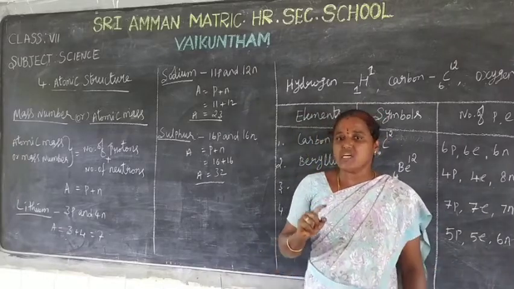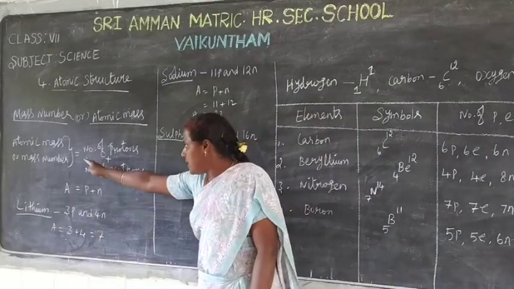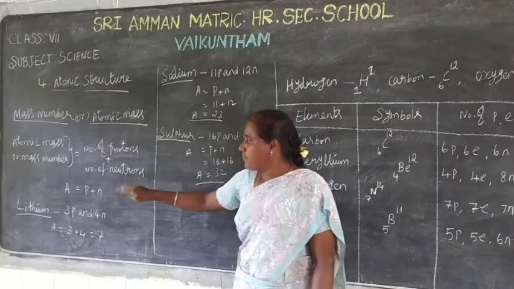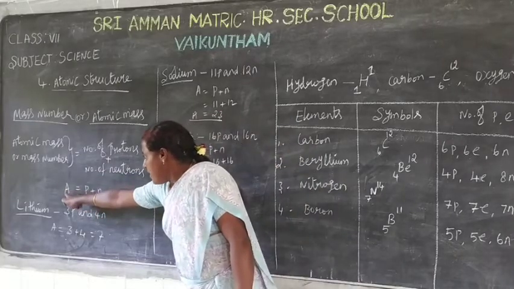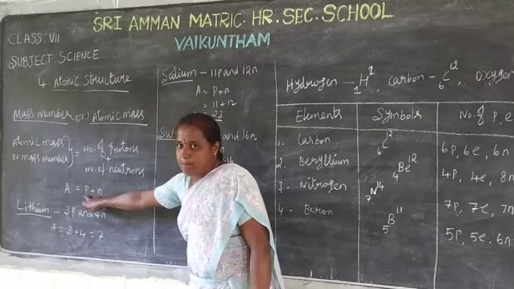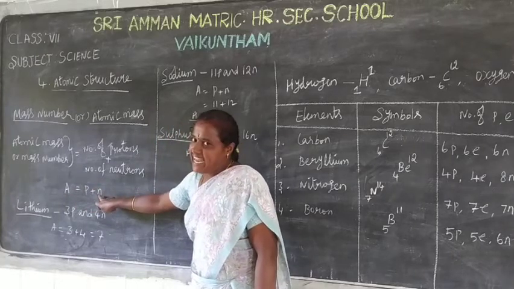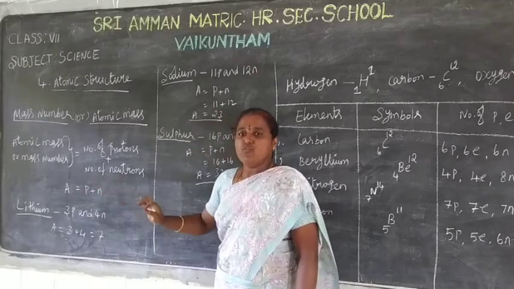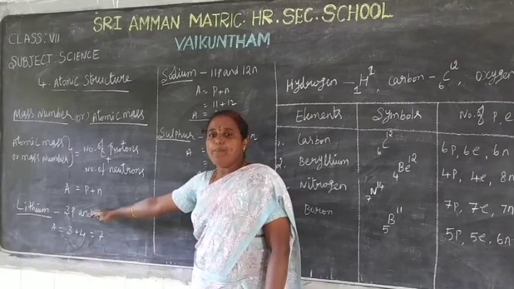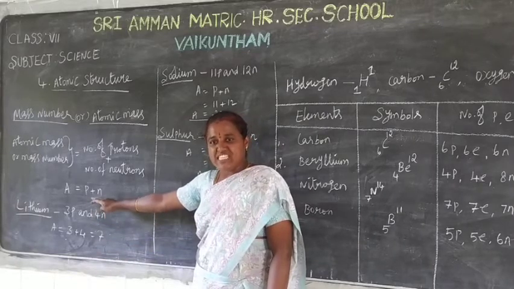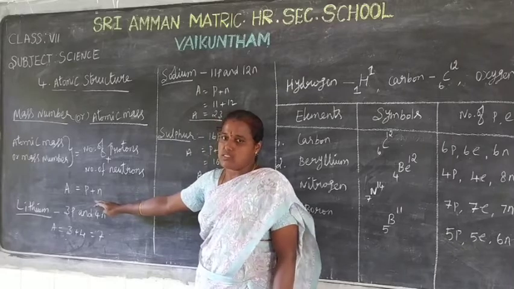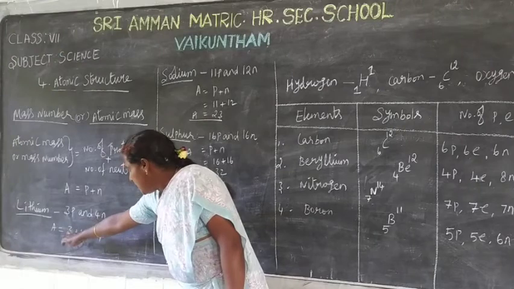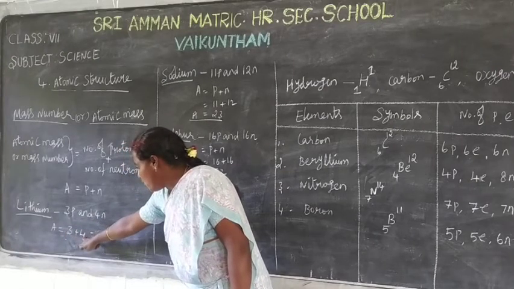Therefore, atomic mass or mass number is equal to number of protons plus number of neutrons. Atomic mass A is equal to number of protons P plus number of neutrons N. A is equal to P plus N. For example, a lithium atom contains 3 protons and 4 neutrons. Its atomic mass, that is A, is equal to number of protons plus number of neutrons.